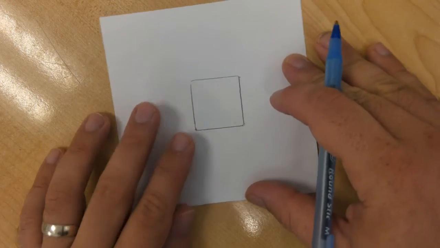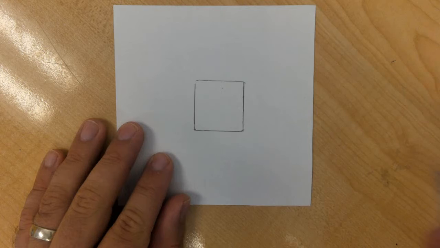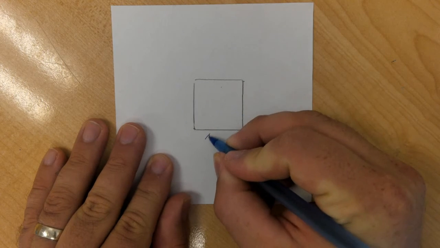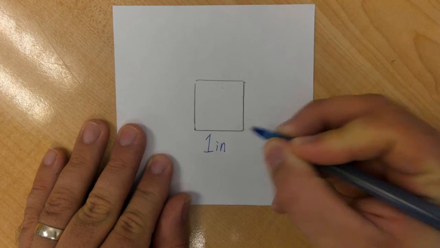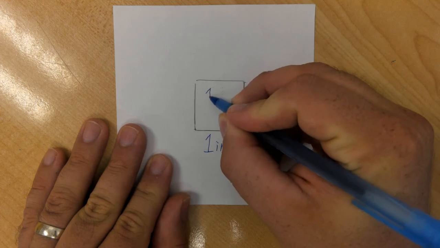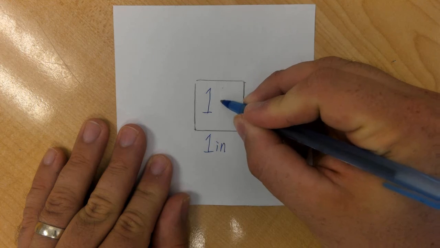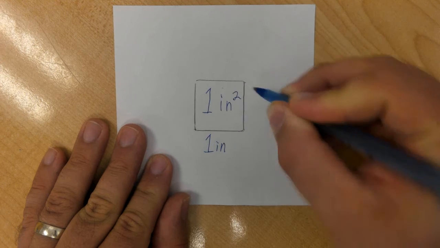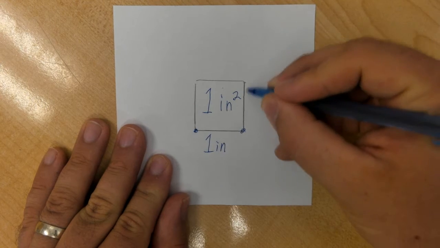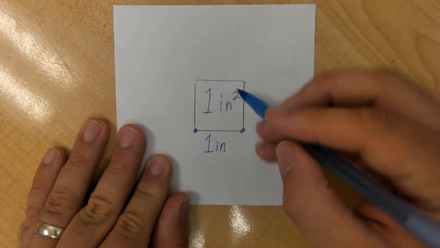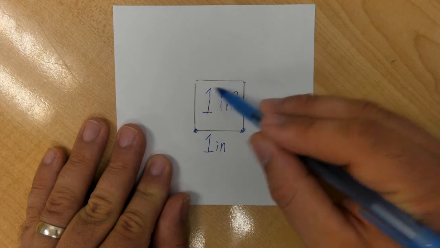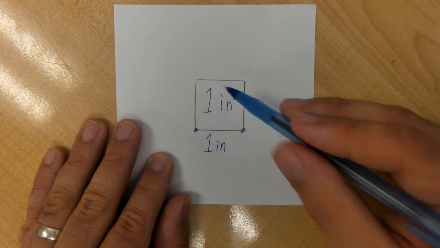So here I have a square, and I can tell you that each side length of this square is 1 inch, which means the area inside the square, I would call that 1 inch squared, right? So I can measure from here to here as 1 inch, same for each side here, but then the area inside we would call 1 inch squared. This is a square inch right here.